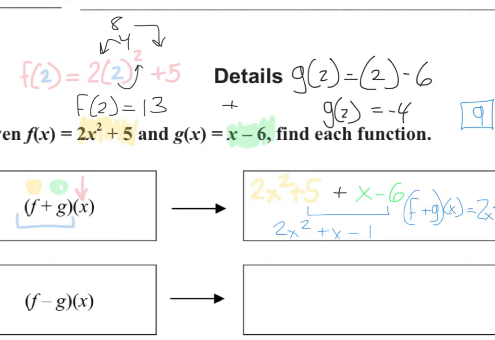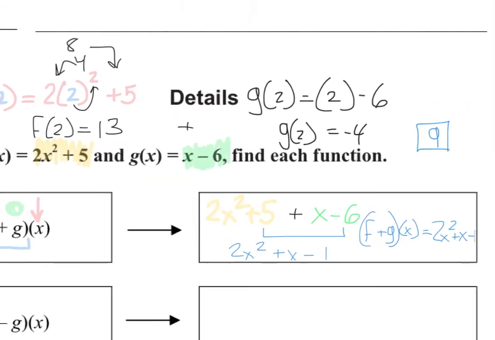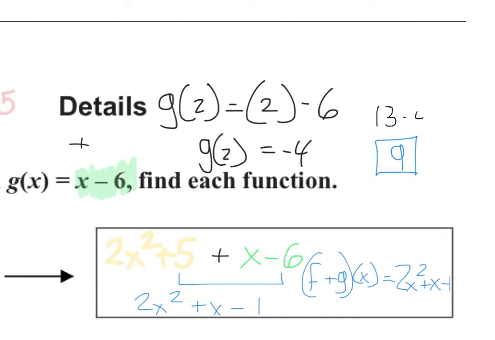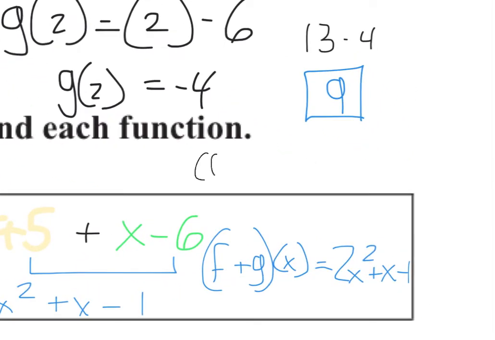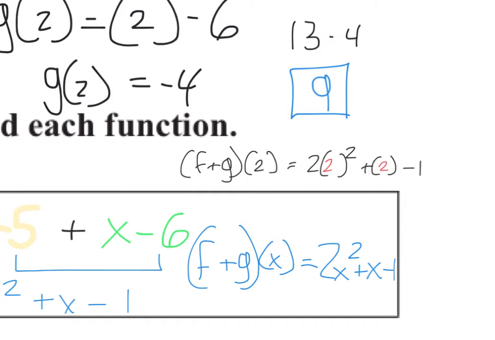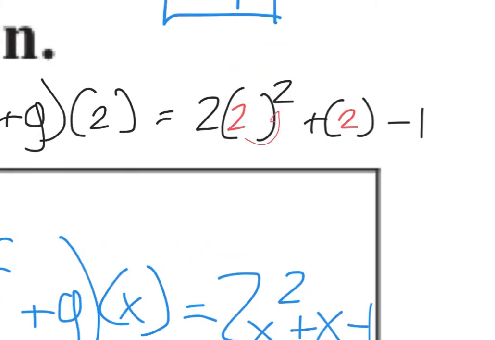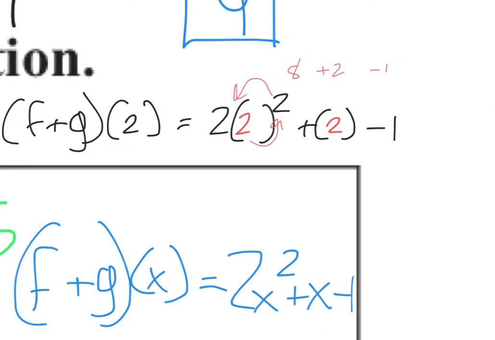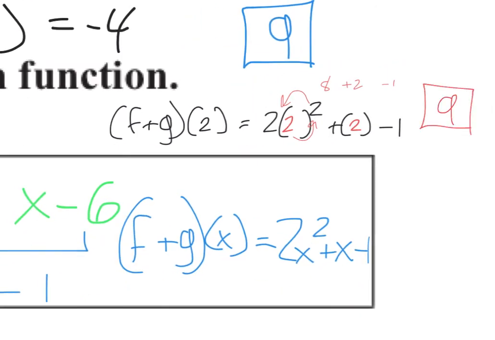So that was me calculating f of 2 and g of 2 separately and putting the 13 and the -4 together. Now notice what happens if I use the f plus g of 2 function that we already prepared. When I plug in 2 here, we have 2 times 2 squared is 4, times 2 is 8. 8 plus 2 is 10, minus 1. You get the same answer of 9.